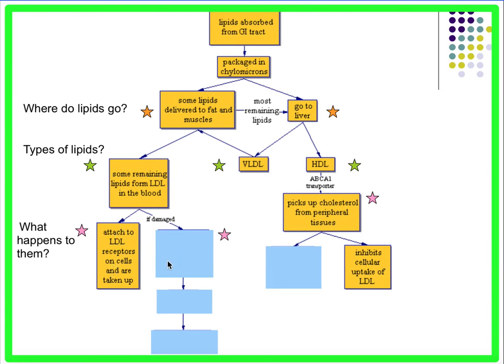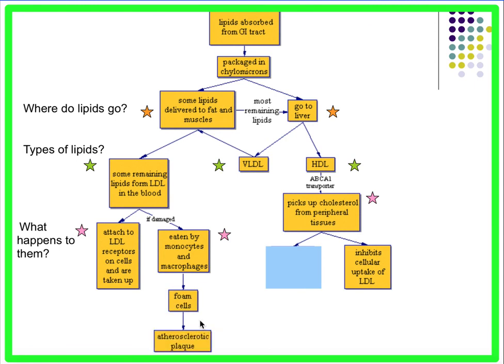But if we have some sort of damage, then our scavenger cells, our monocytes and macrophages, can eat them up, creating that foam cell, which is going to be the core of our atherosclerotic plaque.